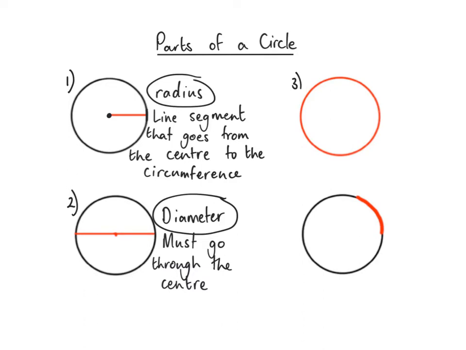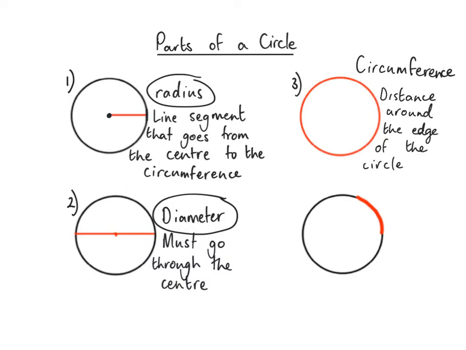What about number 3? What do we call that distance all the way around the edge of the circle? I've already used the word, and that is called the circumference. It's kind of like a fancy name for the perimeter of a circle. And what do you think about number 4? You learnt this one as well. This is just part of the circumference. This one is called an arc. So an arc is part of the circumference.